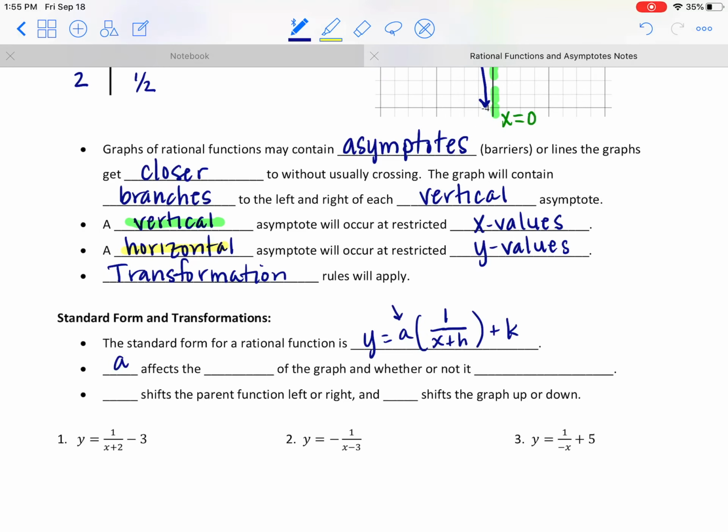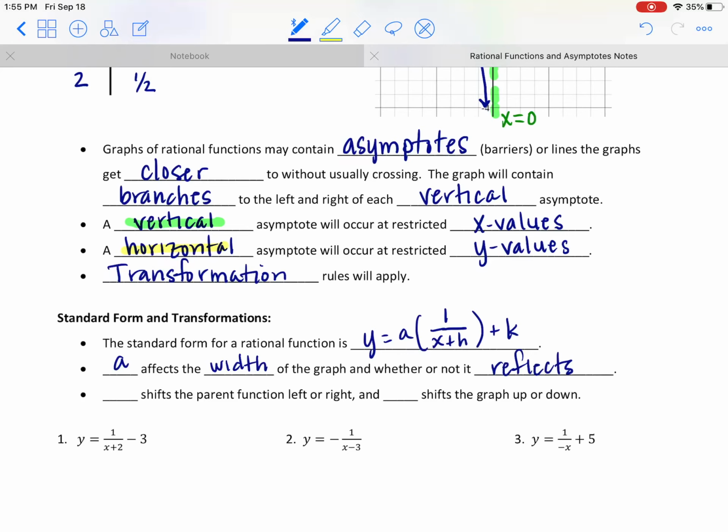A, that's the number that we would multiply out in front here. That's going to affect the width of the graph, so it could, remember, vertically compress or stretch it. So it affects the width. And if it was negative, it could also be reflecting the graph. So it also affects whether or not the graph reflects.